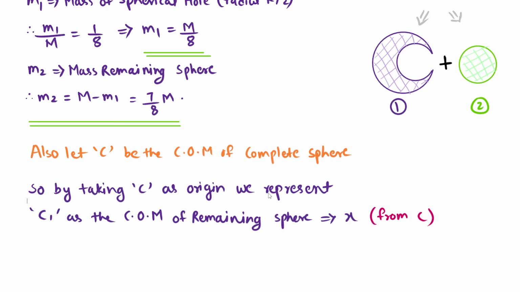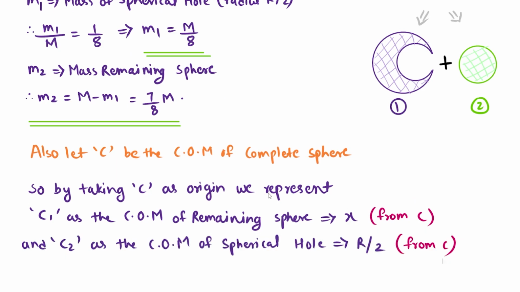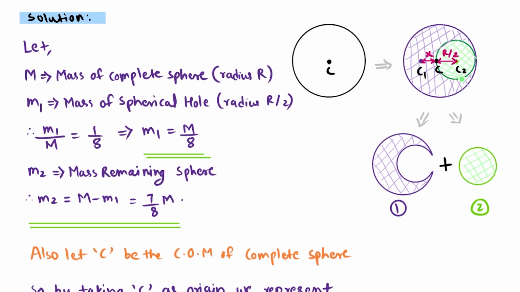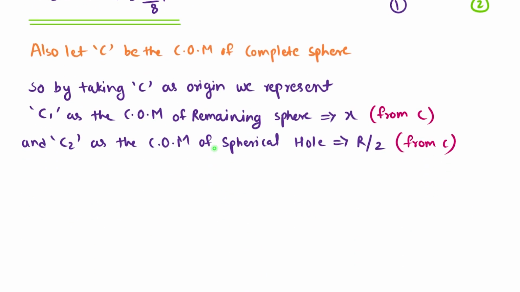Second point that we are defining, that is the second center of mass. Let C2 be the center of mass of the spherical hole. If we were to calculate the location of C2 from C, it would come out to be the radius of this spherical hole, which is r by 2. So we can say that C2 is at a distance r by 2 from C, as C1 was at a distance x from C. And this is what we need to calculate, because we need to find the position of the center of mass. So let's get started.